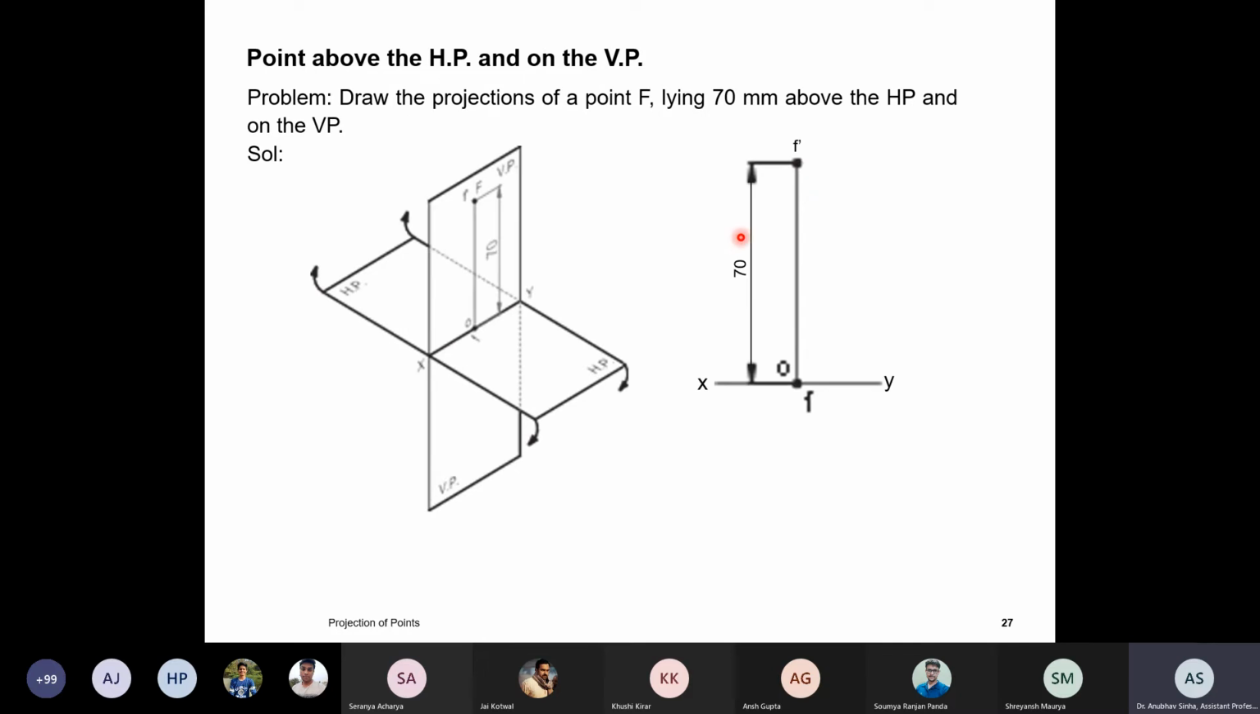Similarly, if the point is on, let us say here, F is the point. So we show F dash here, and the projection in vertical, this is in the vertical plane. Now in horizontal, where the projection will be, it will not go in that plane, it will be on this axis only, this reference line. So that is what is shown here.